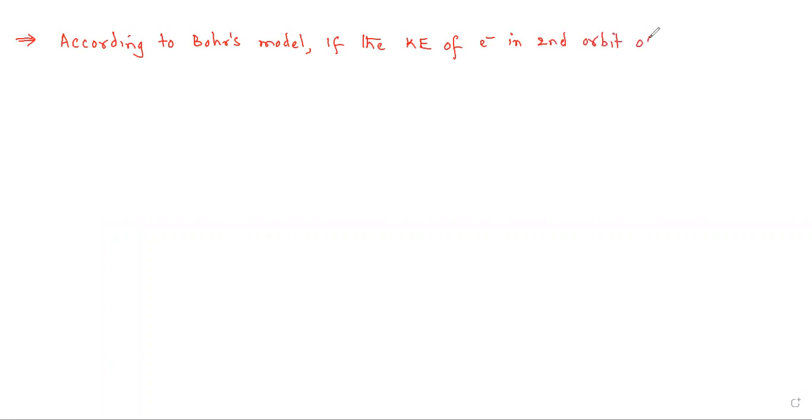See, according to Bohr's model, if the kinetic energy of electron in second orbit of helium plus is X, then what should be the ionization energy?